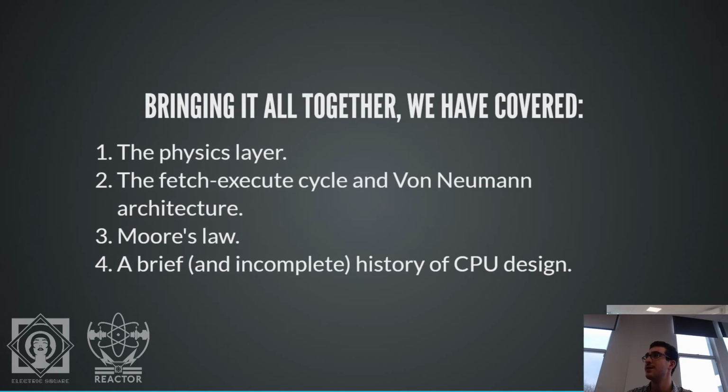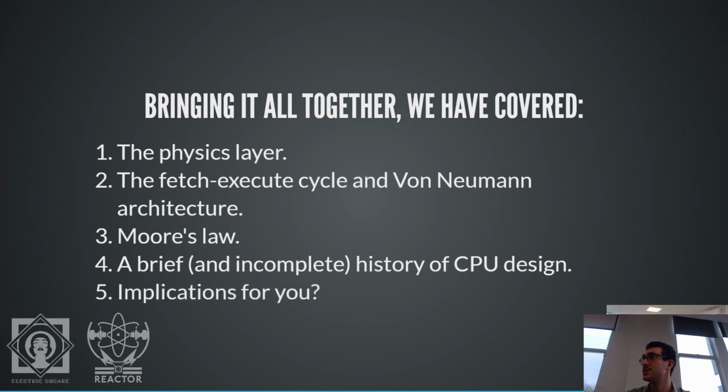So, bringing it all together, we briefly covered the physics layer. CPUs are made out of silicon. We discovered at a very high level what a CPU actually is. We covered very briefly what Moore's law was and the implications of that. And then we gave a brief and incomplete history of CPU design, so you might have a better idea of how CPUs have evolved over time in order to fit this Moore's law curve.